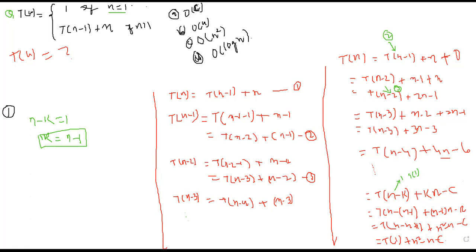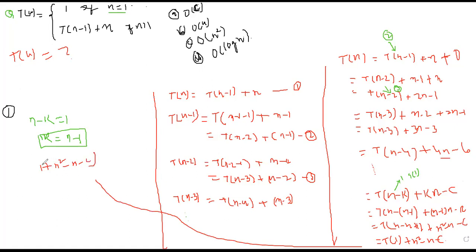What is t of 1 here? Now I know that t of 1 equals 1. So it will be 1 plus n square. I'm continuing this process: n square minus n minus c.